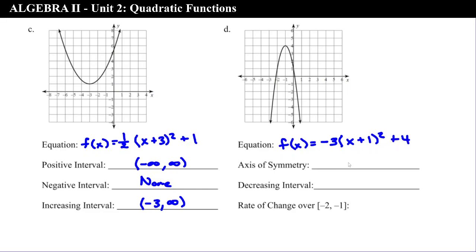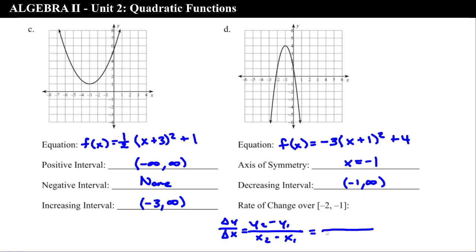Our axis of symmetry is x equals negative 1. Our decreasing interval is from negative 1 to infinity. And for our rate of change, we're going to do change in y over change in x, which is y2 minus y1 over x2 minus x1. y2 and y1 we'll find after we write down our x2 and x1.